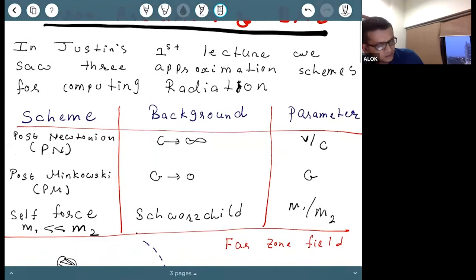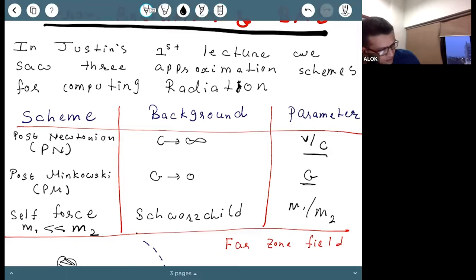There is of course the post-Newtonian scheme, where, as he explained, your background is the infinite c limit, and the perturbation parameter is v over c. For the scattering problem, there is the post-Minkowskian approximation, where you're perturbing around the no gravity limit, and the perturbation parameter is Newton's constant. And then there was the self-force approximation, sometimes called the probe approximation, where one particle is much heavier than the other, and we can treat it as a probe in the Schwarzschild geometry of the heavier particle.